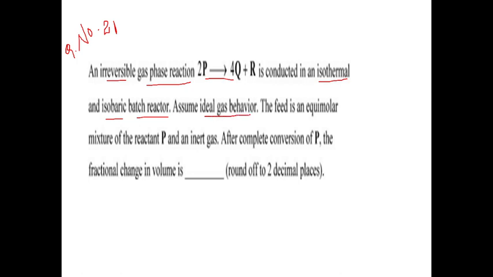Assume ideal gas behavior. This is an assumption. Feed is an equimolar mixture of the reactant P and an inert gas: 50% of reactant P, 50% of inert gas. After complete conversion of P, the fractional change in volume is. The objective of this problem is to determine the fractional change in volume, that is epsilon. After calculating the epsilon value, we have to round off the result to 2 decimal places.